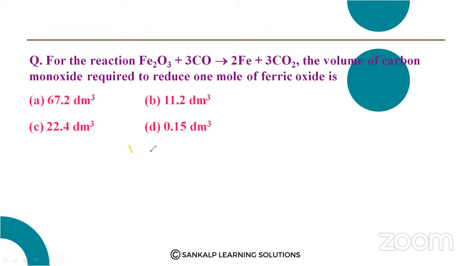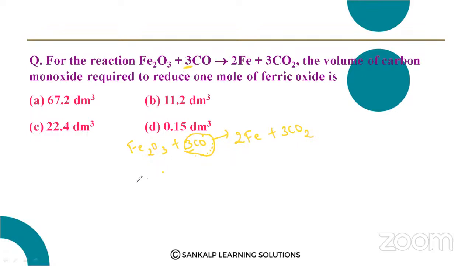So write the equation: Fe2O3 plus 3CO gives you 2Fe plus 3CO2. What is asked? How much volume of carbon monoxide is required? So how many moles are used here? Just see how many moles are used. It is 3 moles, right? 3 moles are used.